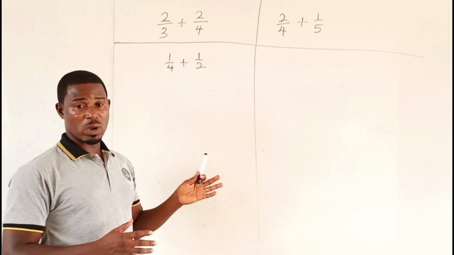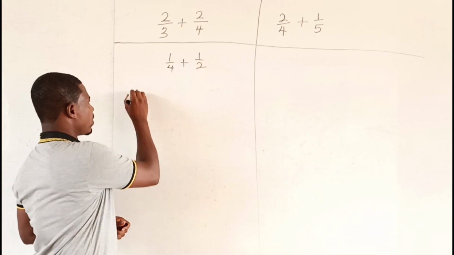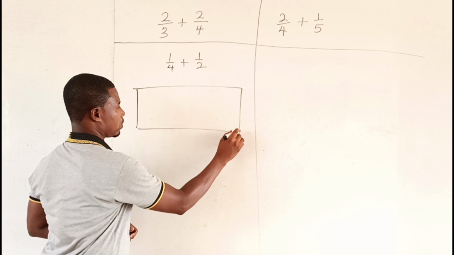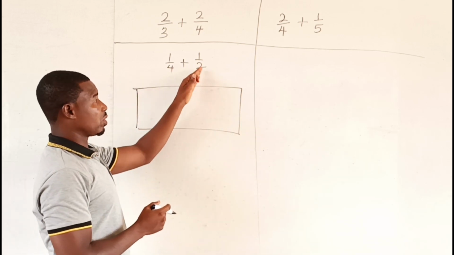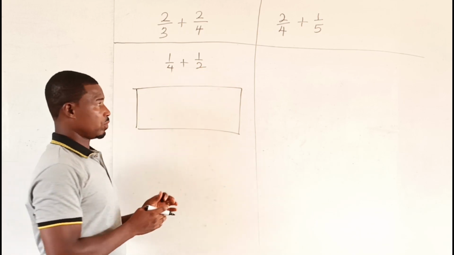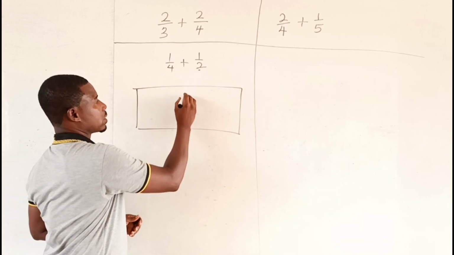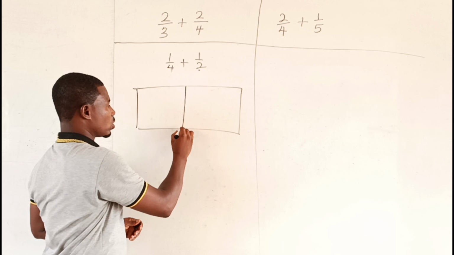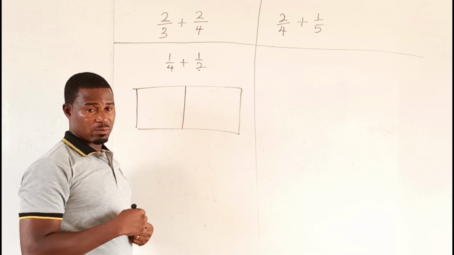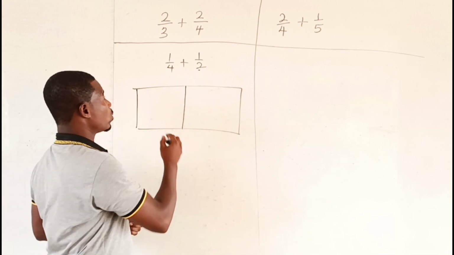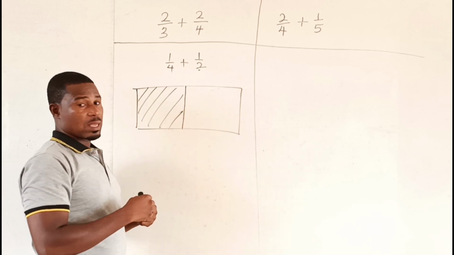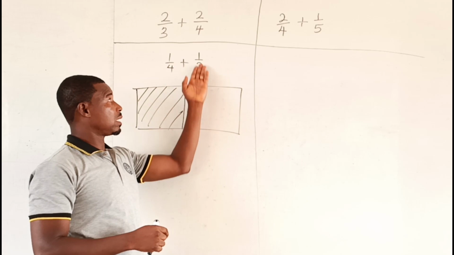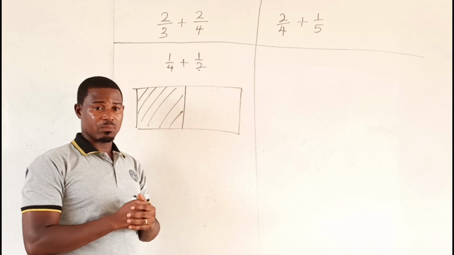1/4 plus 1/2. We have a whole. This whole will first be divided into 2. We'll divide it into 2 equal halves. And then we will shade one part. The one part that I have shaded is the one here.